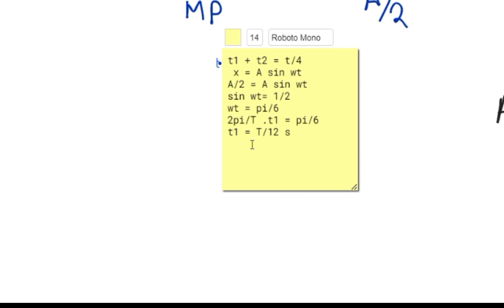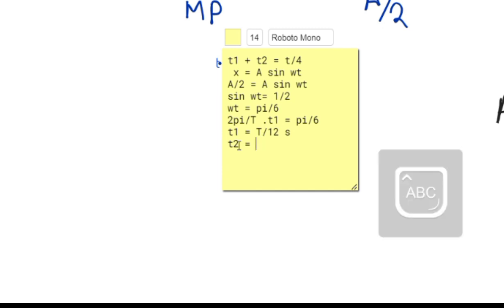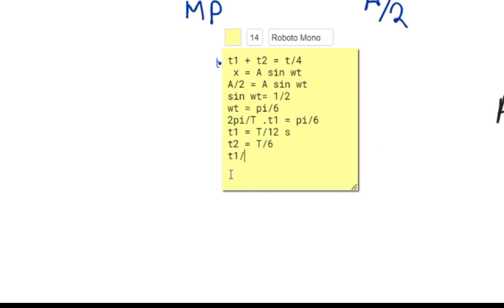So you had already calculated that t1 plus t2 would be T by 4. So if you put this value of t1 over there, you will get the value of t2, which is coming out to be T by 6, capital T by 6. So now I hope you can find out t1 by t2. The ratio comes out to be T by 12 divided by T by 6. So that means 6 by 12, which comes out to be half. Thank you so much.